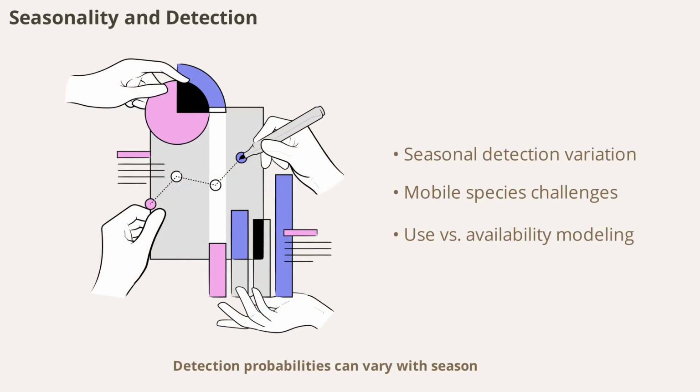Detection probabilities can vary with season, especially for species that are only visible or active at certain times of year. Including seasonal effects as covariates in detection models helps account for this variability. For highly mobile species, defining what constitutes a site can be challenging, and researchers may focus on modeling use versus availability rather than strict occupancy. These considerations are important for interpreting SDM results and for designing effective surveys.